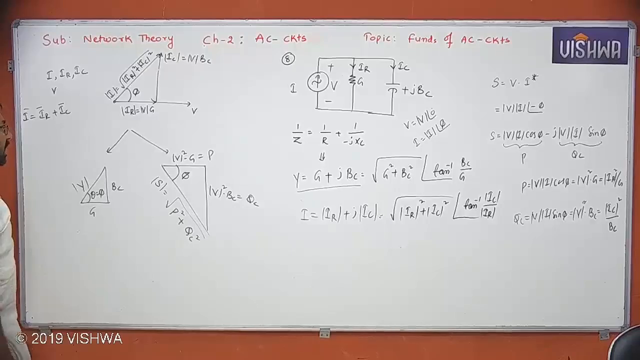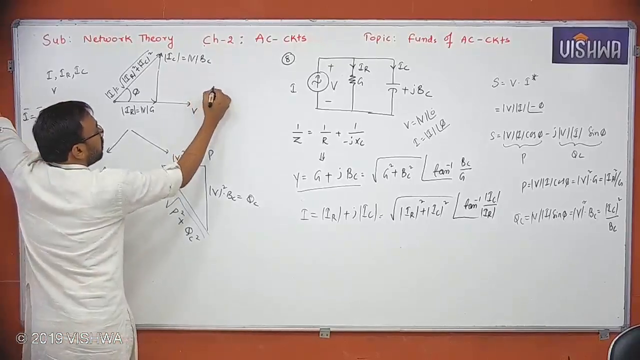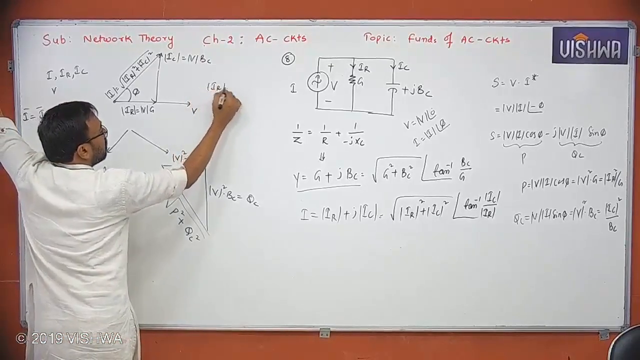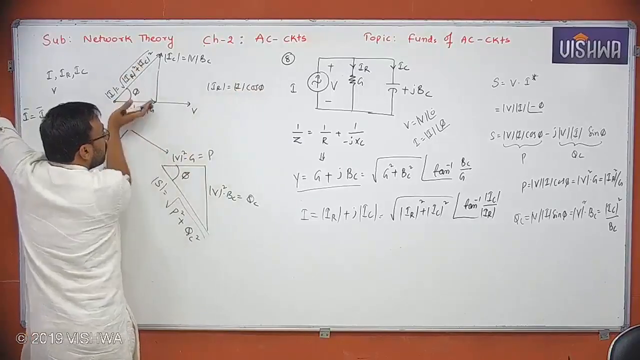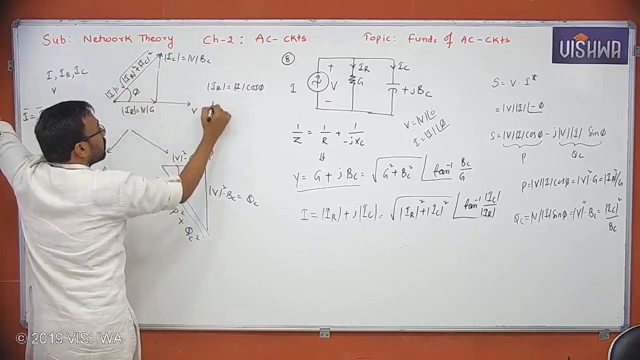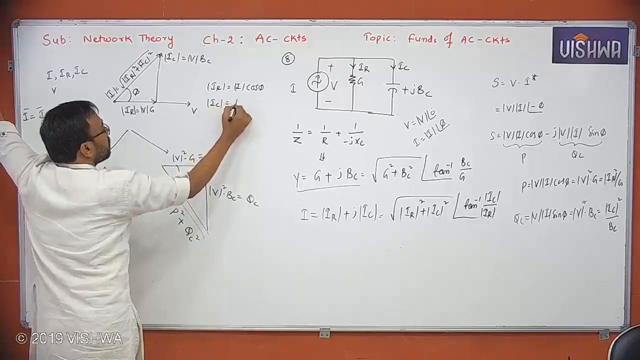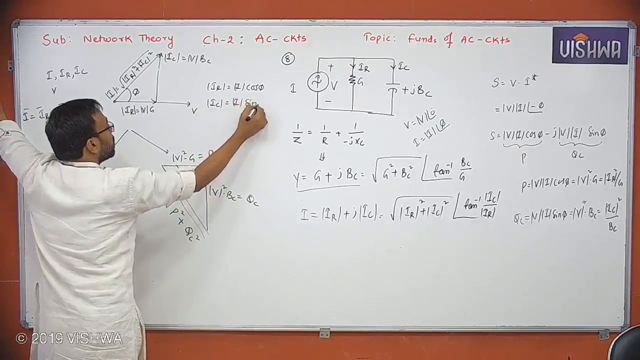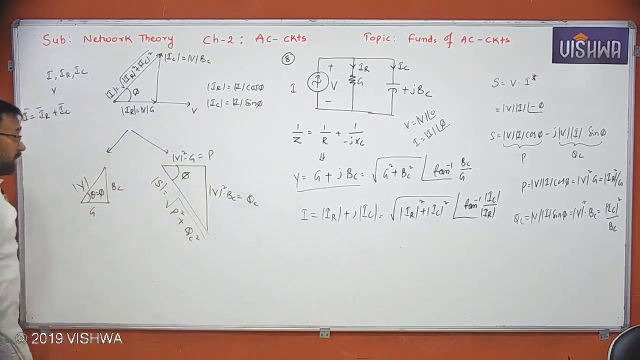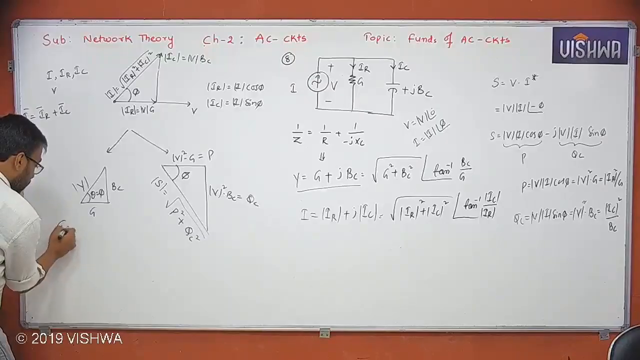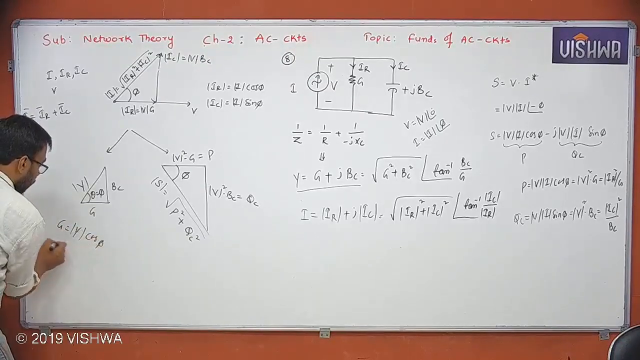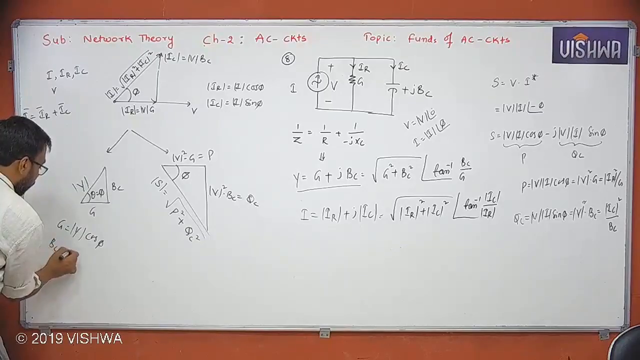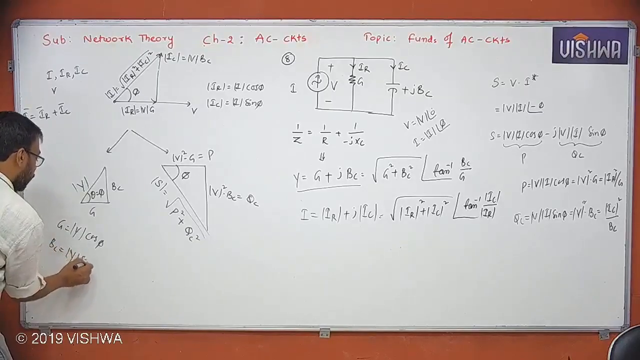From every triangle you can write, IR is I into cos phi, horizontal component. Vertical component, IC is I sin phi. Like this for every phasor diagram you can write. Always you write G is equal to Y cos theta or cos phi. BC is Y sin phi. Yes or no?